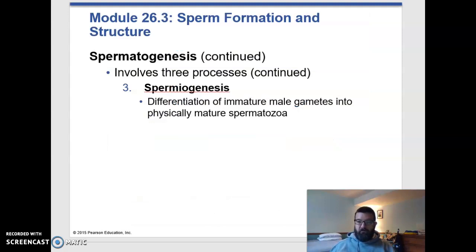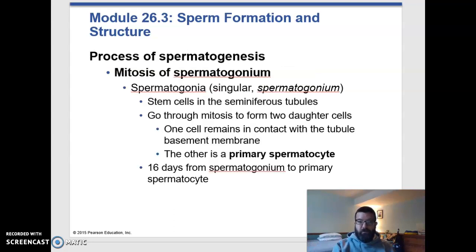Now at the end of meiosis, we have 4 genetically unique haploid cells, but they're not sperm yet. Right? They don't have tails. They need to physically mature. And this process of essentially popping a tail and a cap on them is called spermiogenesis. I know that's confusing because this whole process is called spermatogenesis. This process is called spermiogenesis.